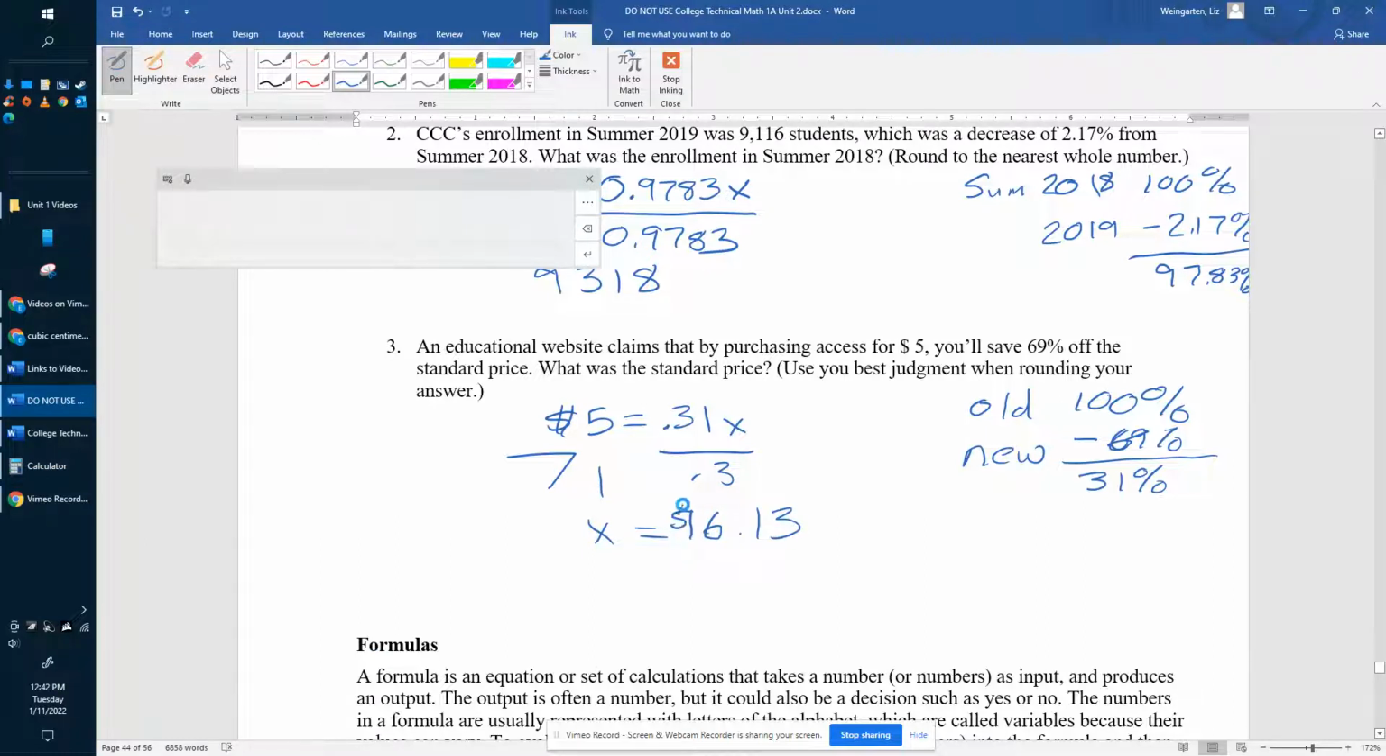What a deal. All right, that is it for this video. Go ahead and work on the student-led problems if you haven't done so already. And next we'll be talking about common formulas you may see in your program.